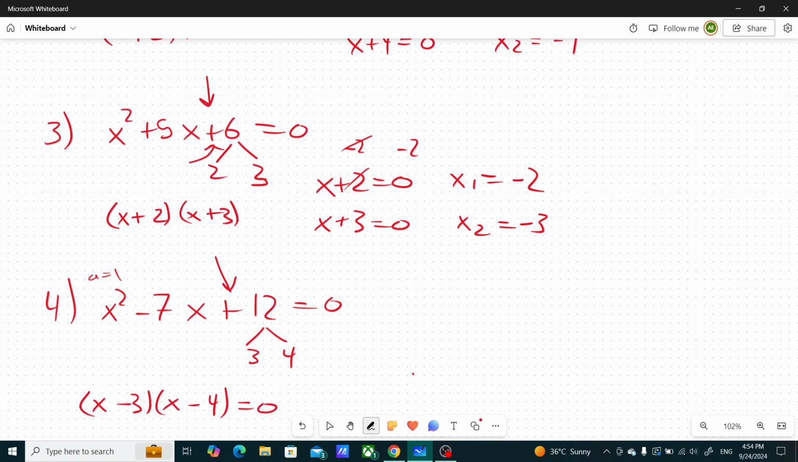This is equal to 0. So my first bracket equated to 0 will give me an x1 of positive 3, and the second bracket equated to 0 will give me an x2 of positive 4. Okay.